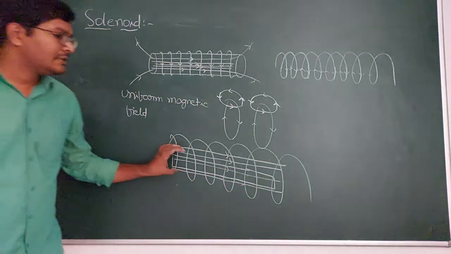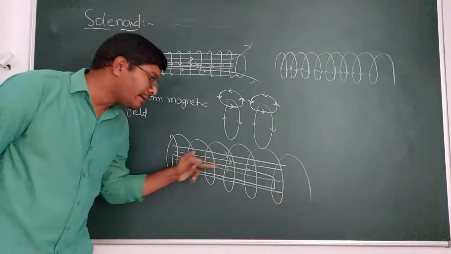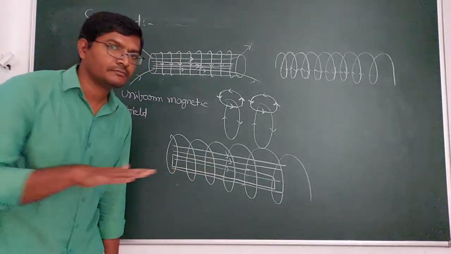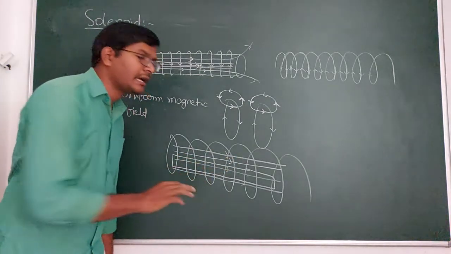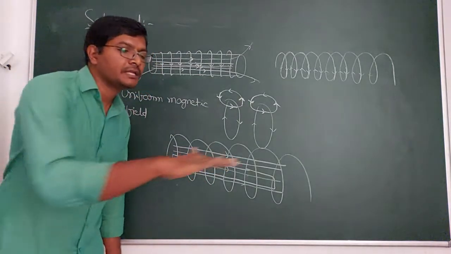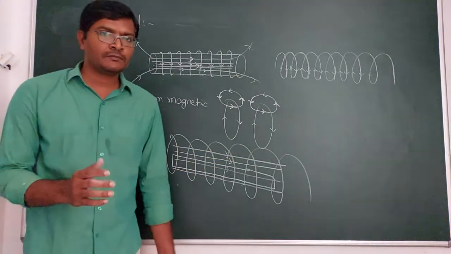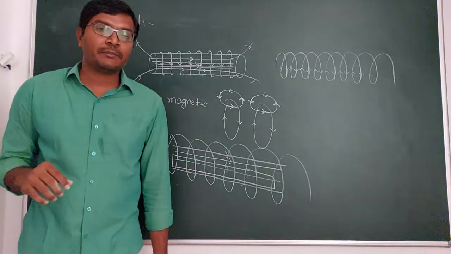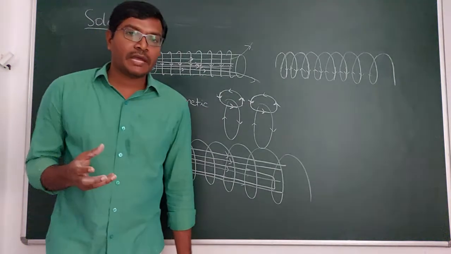So these parallel lines will rub this iron bar, rubbing it in one direction. We have seen in the previous class, the sixth class, how you make a temporary magnet.